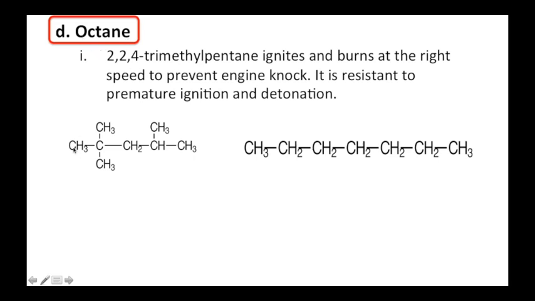Octane has 8 carbons in it. 1, 2, 3, 4, 5, 6, 7, 8. Now, just a straight chain of octane would look different. It would just be 8 carbons in a row. But this molecule here, 2,2,4-trimethylpentane, burns really well in engines, and it resists this thing called engine knock, or premature ignition and detonation. So this molecule, this pentane, has 3 extra carbons on it, so it's really an octane molecule, but the parent is pentane. This molecule burns great in engines.